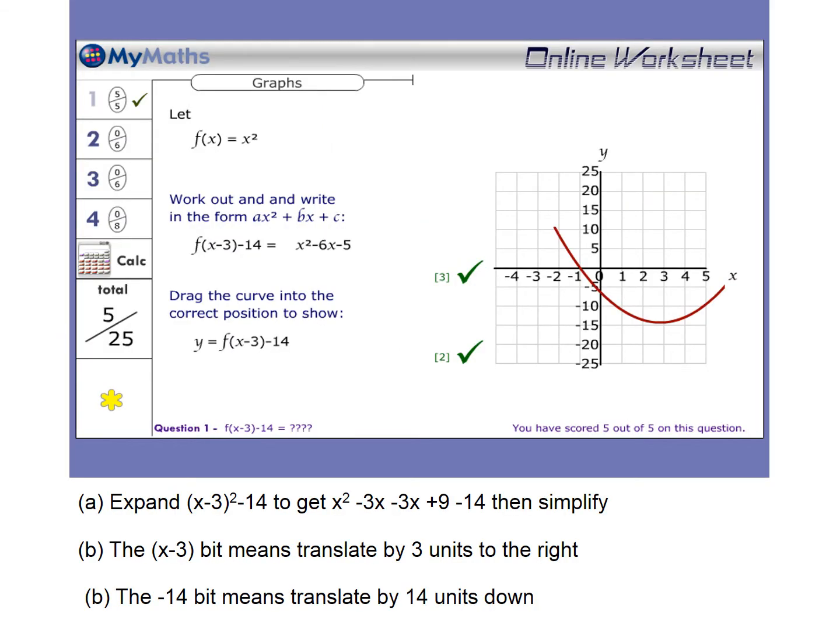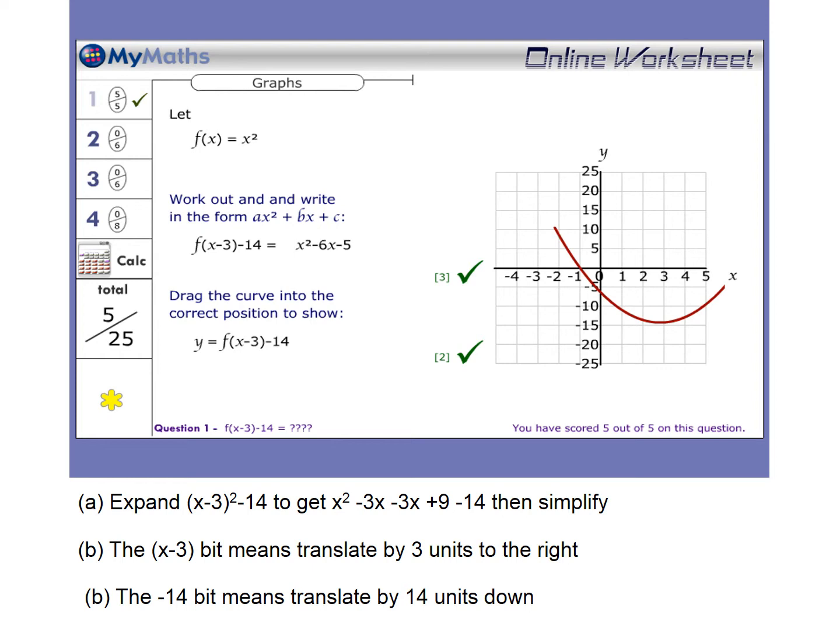Then if we have a look at some of the questions on MyMaths, if we look at the worksheet, the first one's a little bit tricky. Our function is the x squared function. But what we're going to do is f of (x minus 3) in the brackets, minus 14. Now we look at the bit in the brackets, that's telling us to translate the whole thing 3 units to the right. Minus 14 is telling us to move the whole graph down 14.